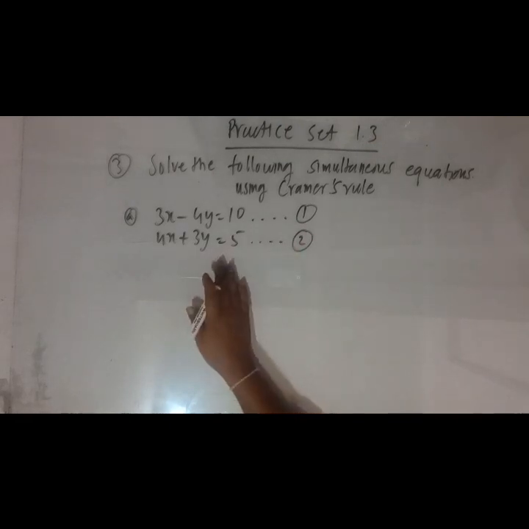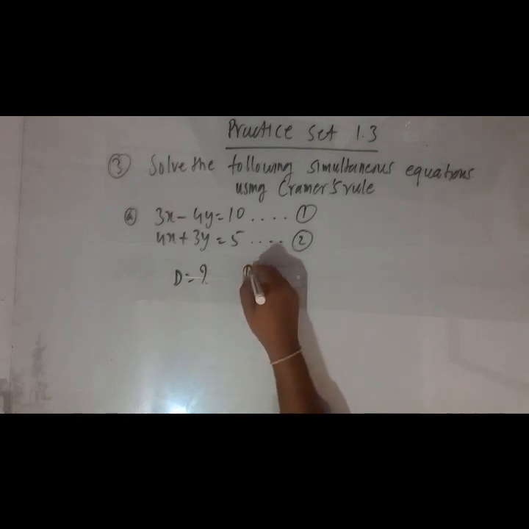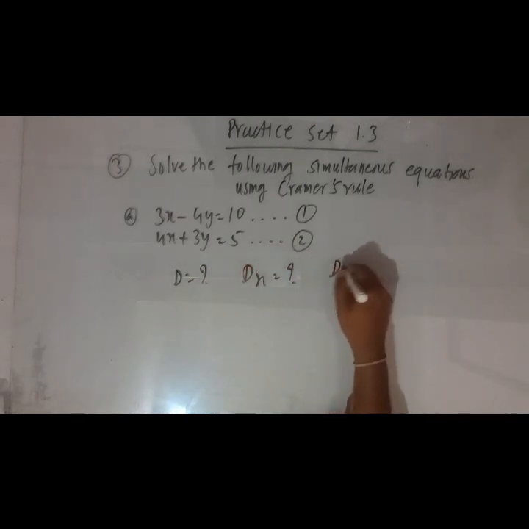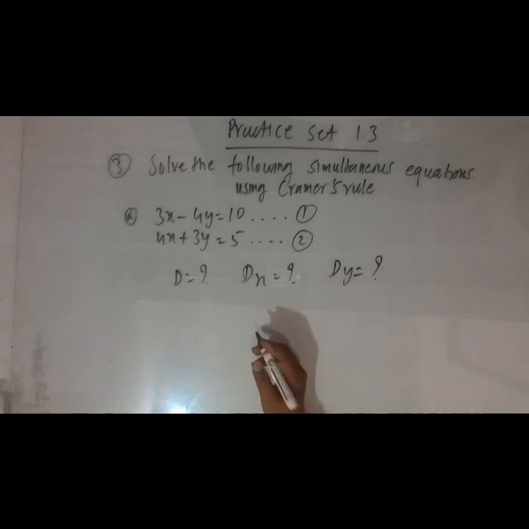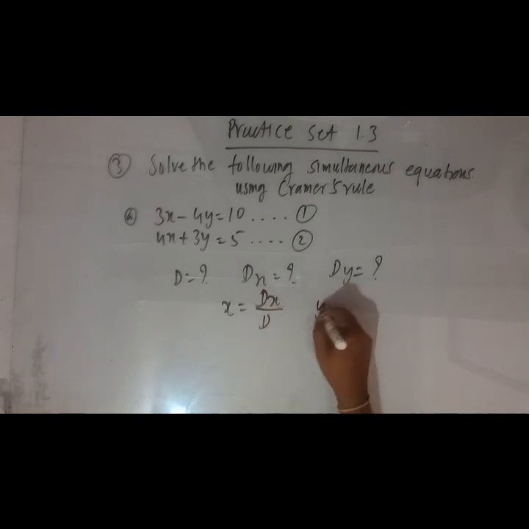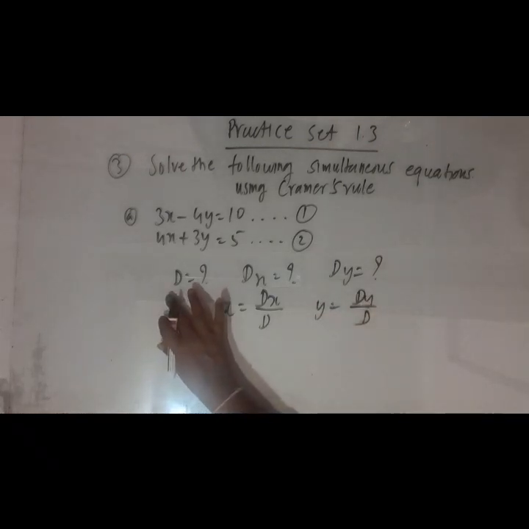Cramer's rule. In using Cramer's rule, you have to find first D, and then you will be finding Dx, and then you will be finding Dy. Okay, and then using these values we can find the x and y values by formula: x is equal to Dx upon D and y is equal to Dy upon D. Okay, so let us find this D, Dx and Dy.